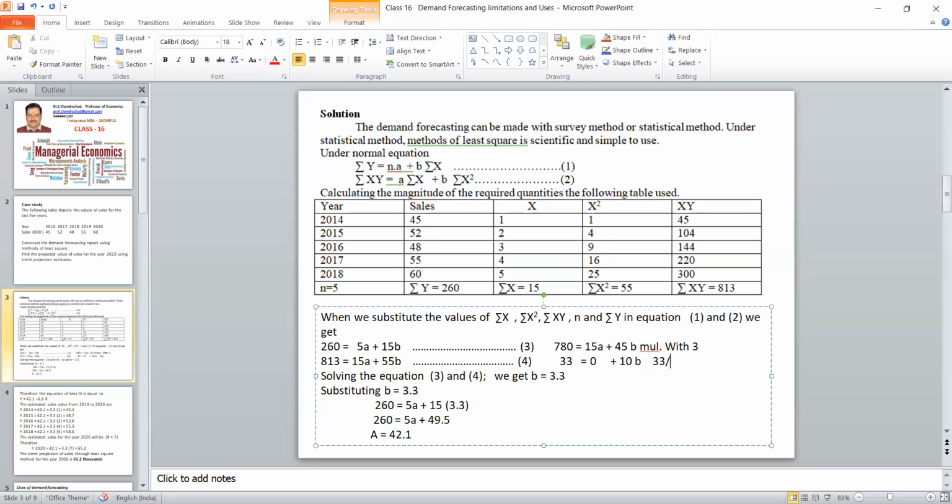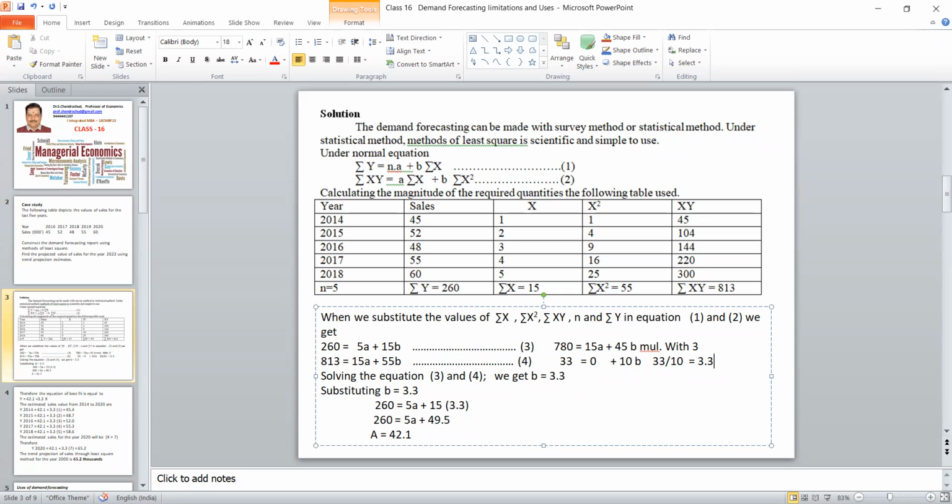33 divided by 10 equal to 3.3. I hope now you got it. So solving these two equations, we can get B equal to 3.3. Now we got the value 3.3. Substitute that B value in equation number 1. It's nothing but equation number 3. 260 equal to 5A plus 15 into 3.3. So 260 equal to 5A plus 49.5, because 15 into 3.3, that value is coming.